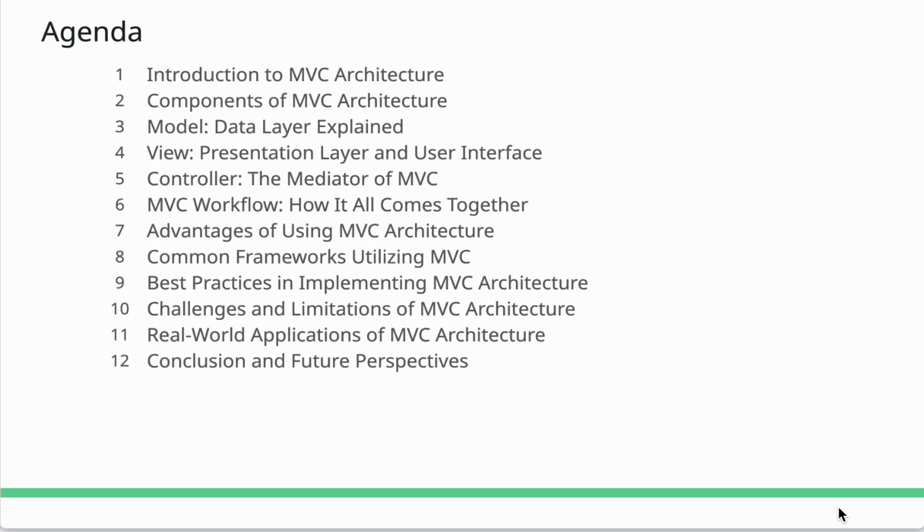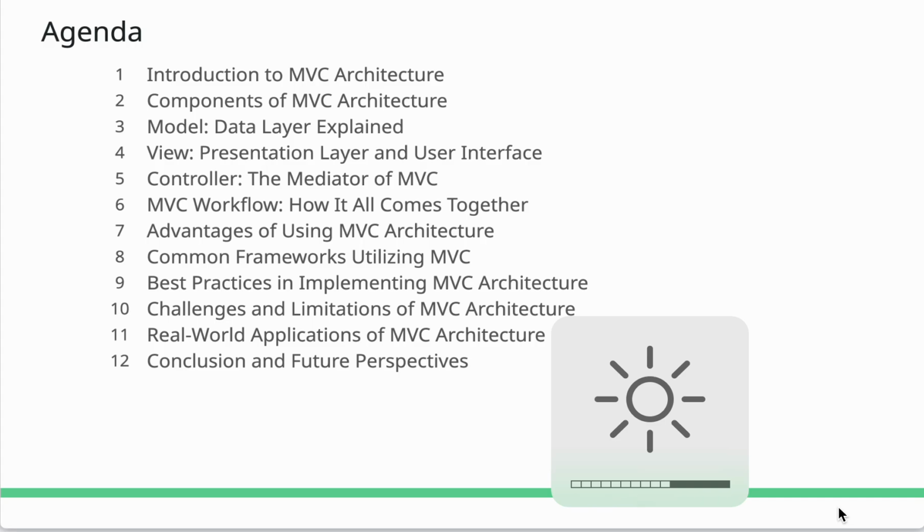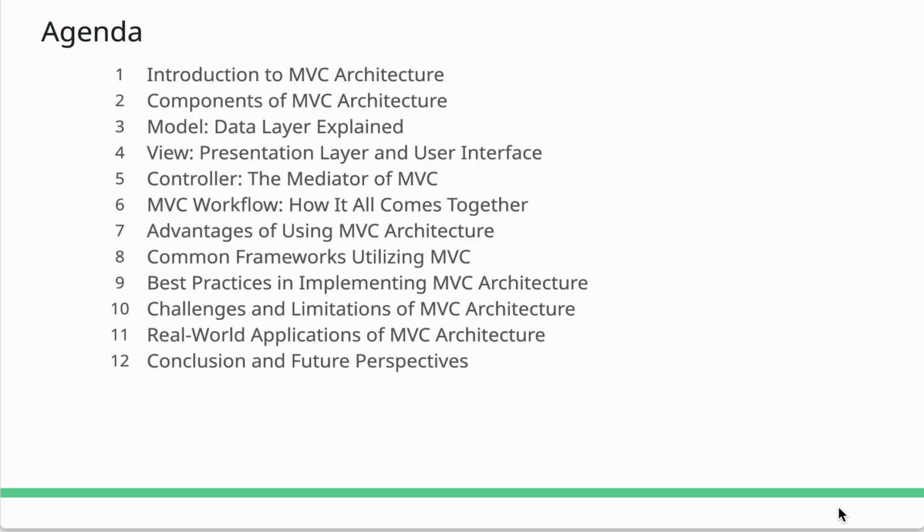The seventh one is advantages of using MVC architecture. The eighth one is common frameworks. The ninth one is best practices in implementing MVC architecture. The next one is challenges and limitations of MVC architecture. The next one is real world applications of MVC architecture, and the last one is conclusion and future scope, that means future perspectives.